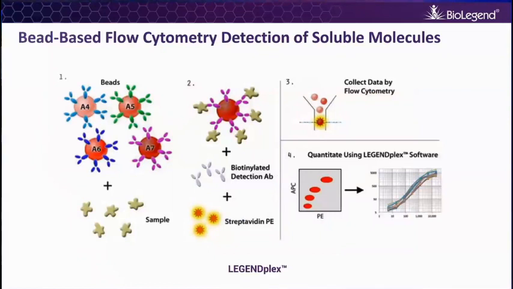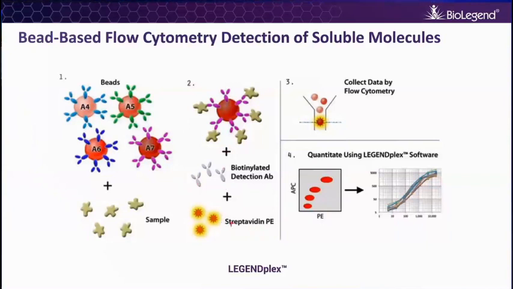These capture antibodies will bind to soluble molecules that are present in a sample, and then we will use a biotinylated detection antibody that can bind to that molecule as is described here. And the biotinylated detection antibody then binds to a streptavidin PE conjugate.